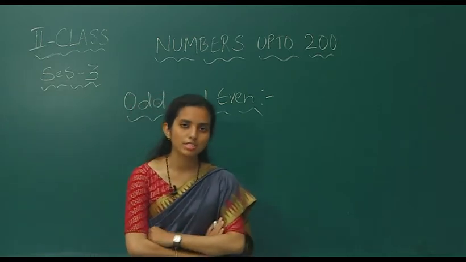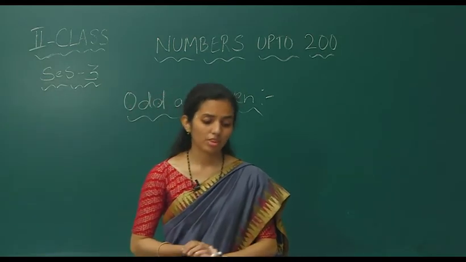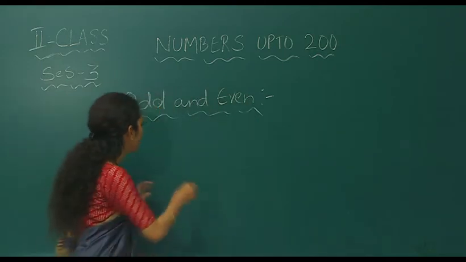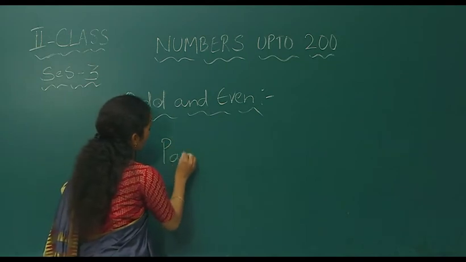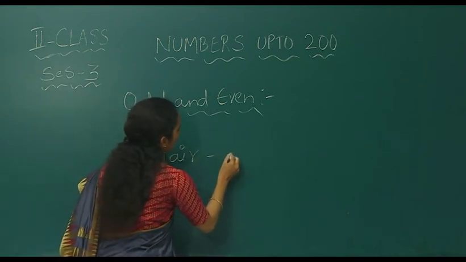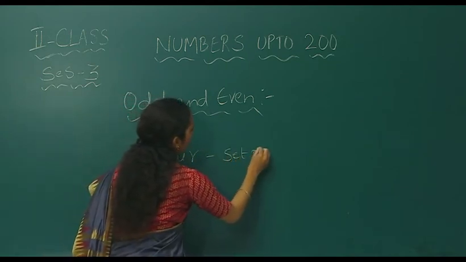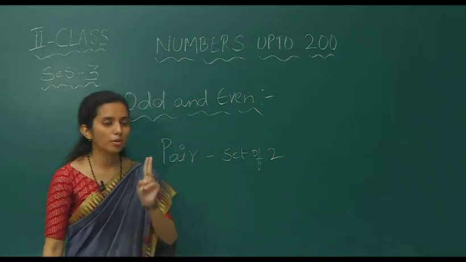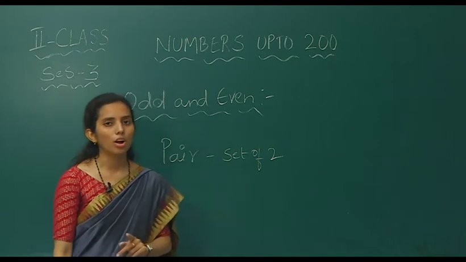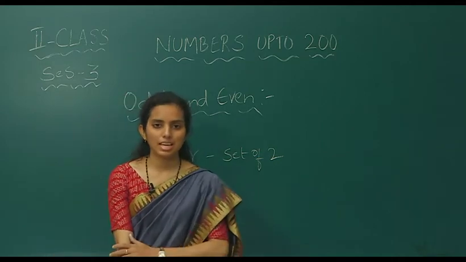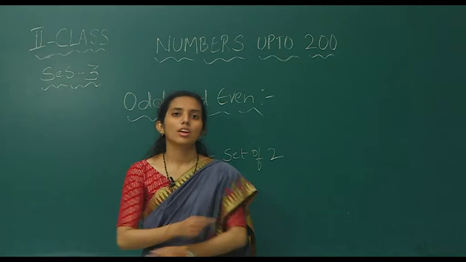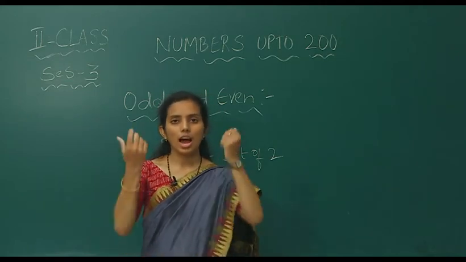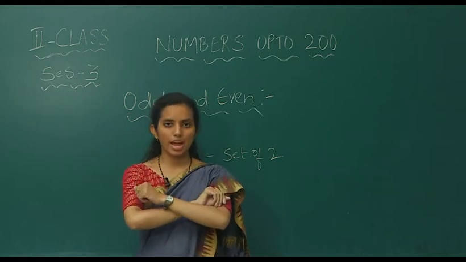Before going to this, we have to know a simple thing, that is pair. Pair means a set of two. If any two things are put together, then it is called one pair. For example, I have two hands. What do we call? We call it a pair of hands.